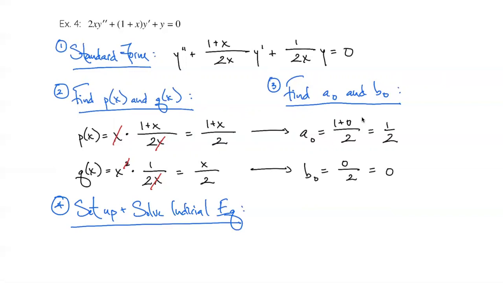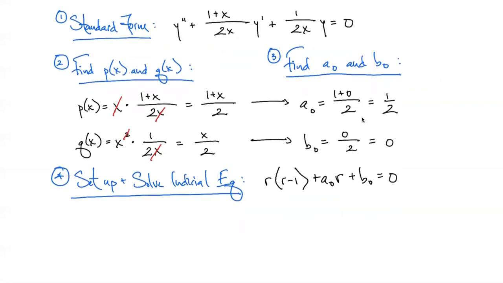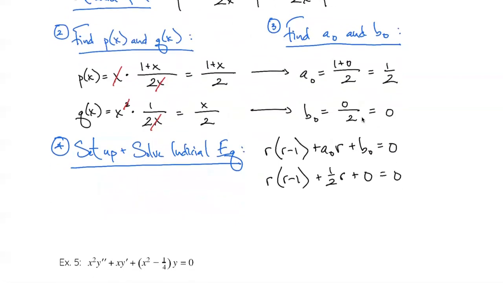Right. And so that equation, just as a reminder from above, because I missed that r in my typing of it, is r times r minus 1 plus a sub 0 r plus b sub 0. And we want to say, when does that equal 0, right? And so now we're just going to plug in the a sub 0 and the b sub 0 we found, and then go ahead and go from there. So we have r times r minus 1 plus 1/2 r plus 0 equals 0.